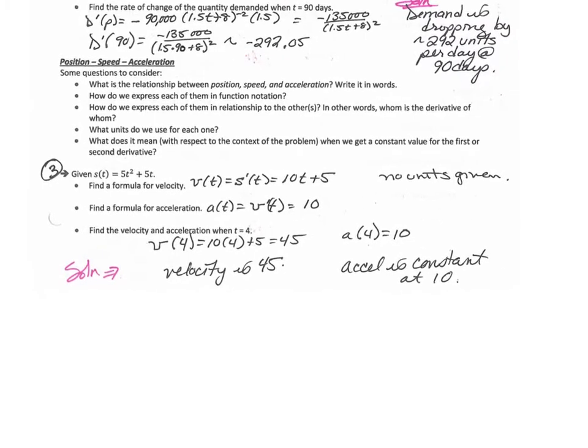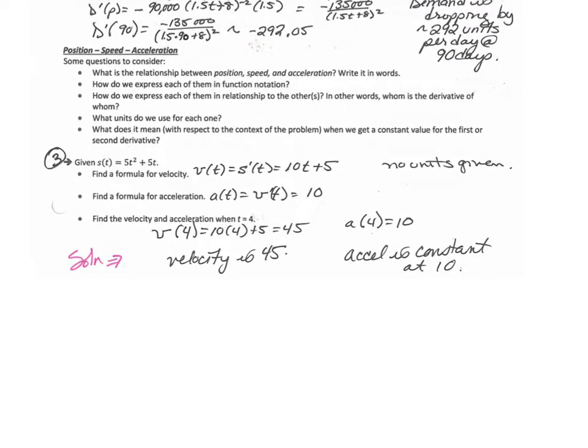We did a couple extensive examples of position, velocity, and acceleration. When you're given a position function, velocity is the derivative of that, and acceleration is the derivative of that one. No units are given here, so we can just leave it at that for each of these functions. Find the velocity and acceleration at t equals 4. So you just substitute the 4 into each of those. Velocity is 45, and acceleration is a constant 10.